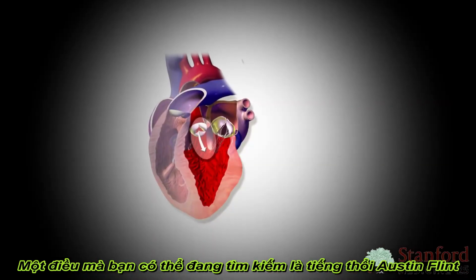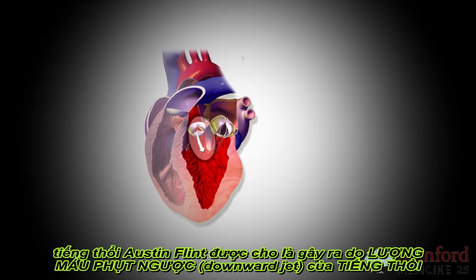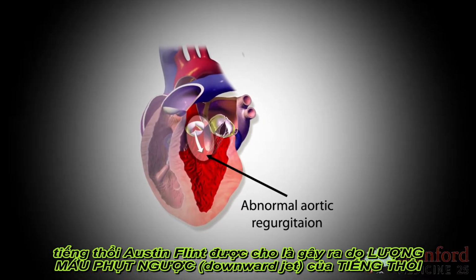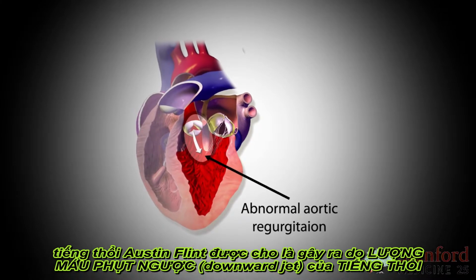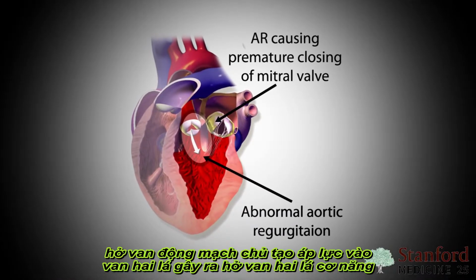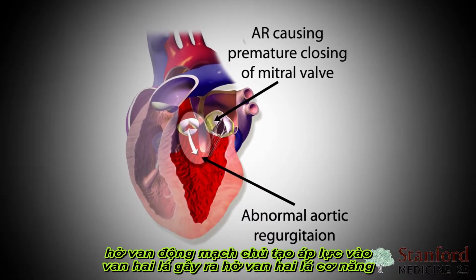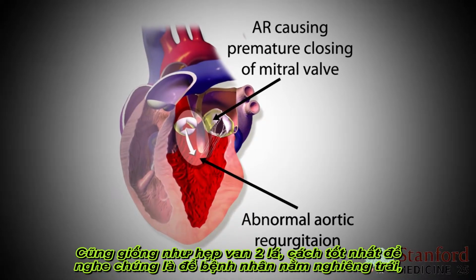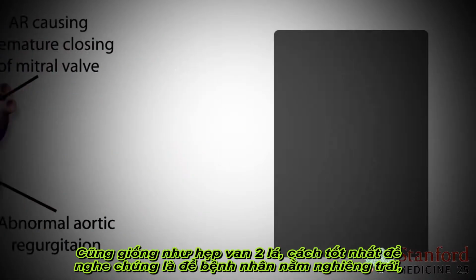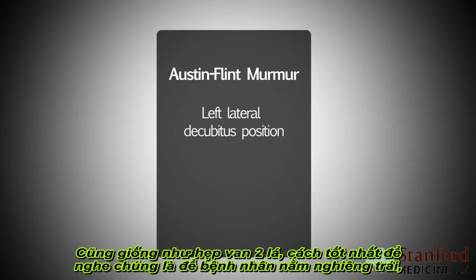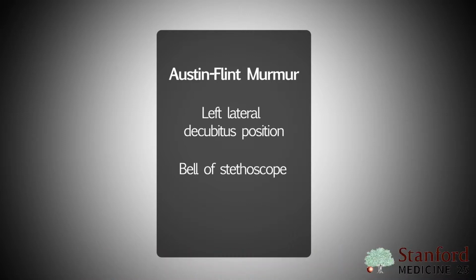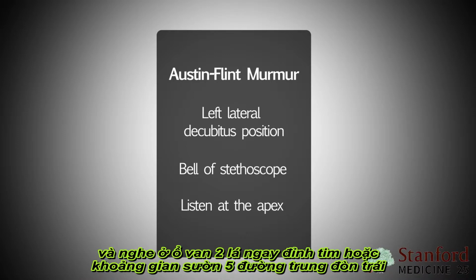One thing you might want to look for is the Austin-Flint murmur. The Austin-Flint murmur is believed to be caused by the downward jet of the aortic regurgitation pressing on the mitral valve, which causes a functional mitral stenosis. Just like mitral stenosis, the best way to listen for that is to have your patient in the left lateral decubitus position, your stethoscope on the bell setting, and listen in the mitral region right around the apex, or intercostal space 5, midclavicular.